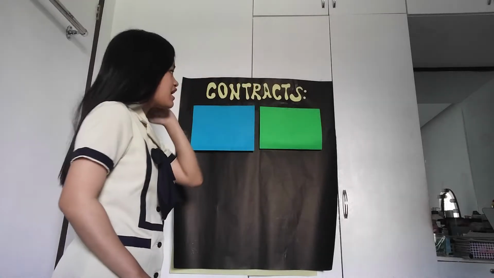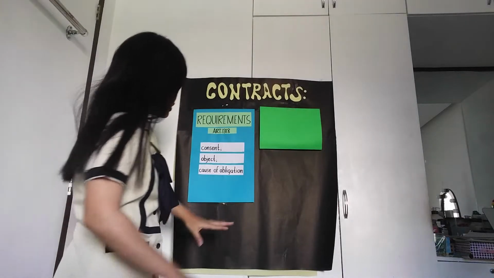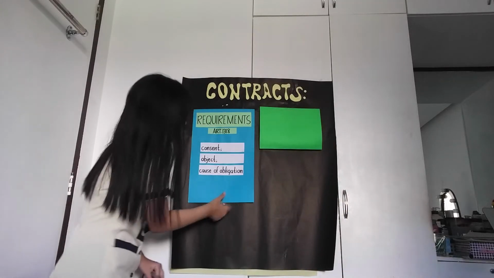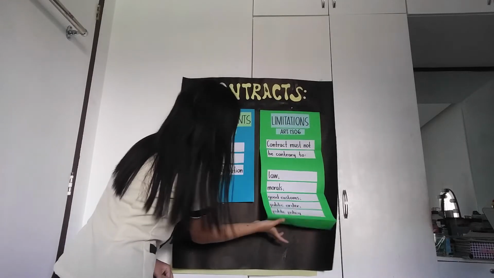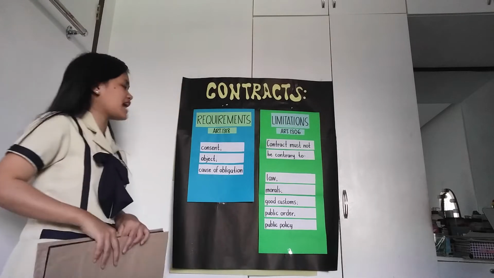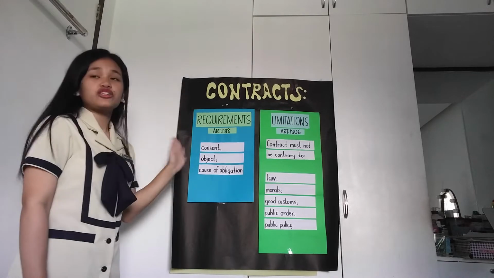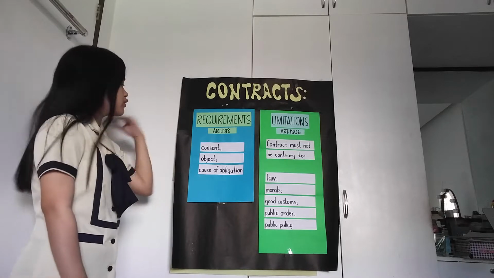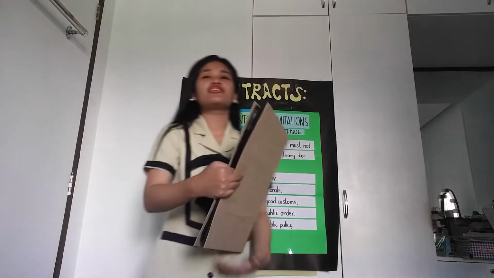Then we can move on to the general provisions and essential requisites, which entails these requirements, which are the things that a valid contract needs, and these limitations, in which your contract should not violate. So let's first have the requirements. According to Article 1318, there will be no valid contract without the following: consent, object, and cause of obligation. So let's define each.